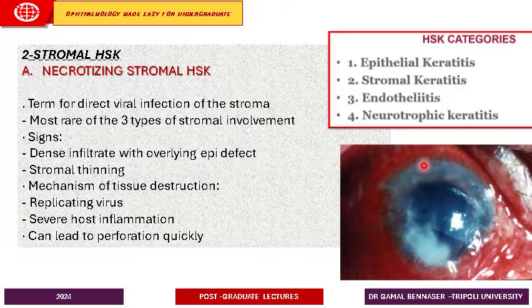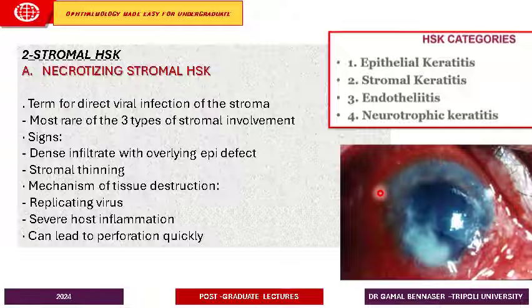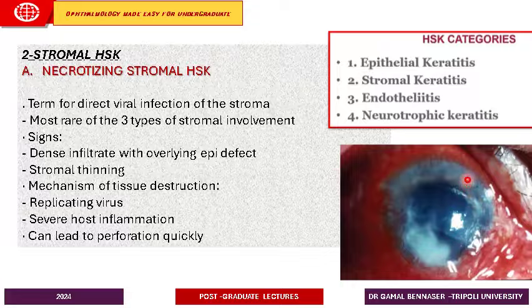As you can see here in this picture, severe congestion with a nasty appearance of the cornea and severe infiltration and thinning and even impending perforation here. So this type of inflammation is due to active viral invasion and multiplication. So urgent treatment should be taken, otherwise a disastrous outcome will be there.